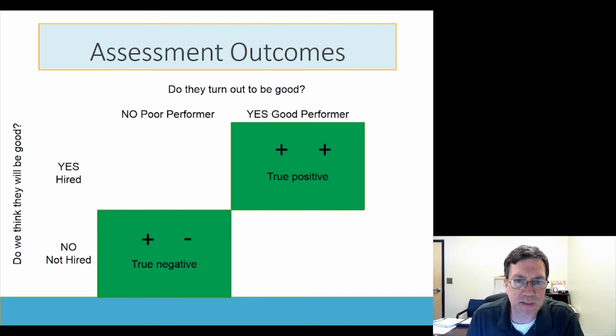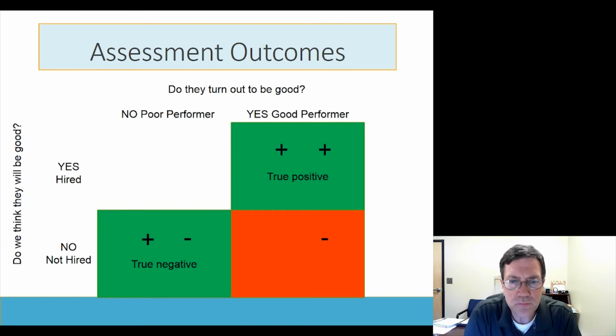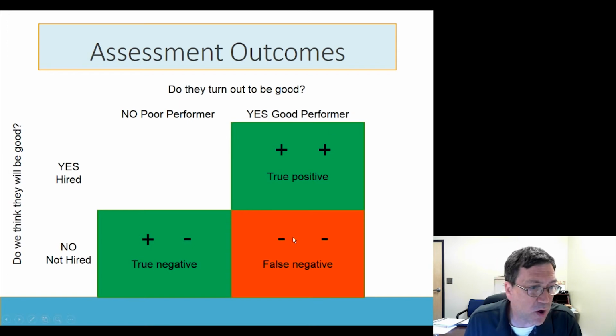Two other possibilities, though. We really like it when we think they're going to be good and we hire them and they do turn out to be good. We really like it if we think they're going to be bad and they don't get hired and they turn out to not be bad, because we avoided something that we thought was going to be bad. But it's possible that we think they're going to be bad, and so we don't hire them, but somebody else does and they turn out to be a great employee. And so we would say that that's a false negative because we thought it would be negative, but we were wrong. We thought that they were going to be a bad employee, but in reality they would have been a good employee, so our assessment that they would be bad turned out to be wrong.